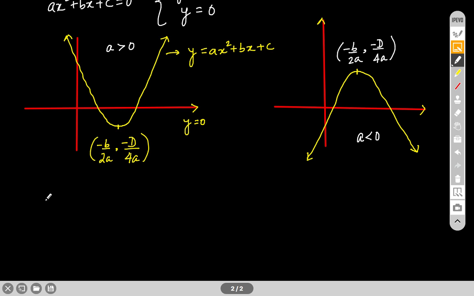Minus b plus or minus root under b square minus 4ac, by 2a, the whole divided by 2a. How do you get to this formula? Are you aware of this? Yeah, you use splitting the middle term, right? Or something like that. Splitting the middle term. Okay. How does splitting the middle term work here?